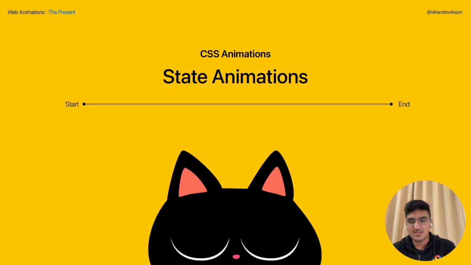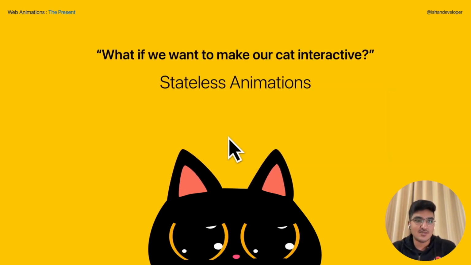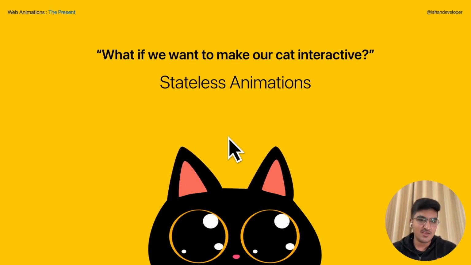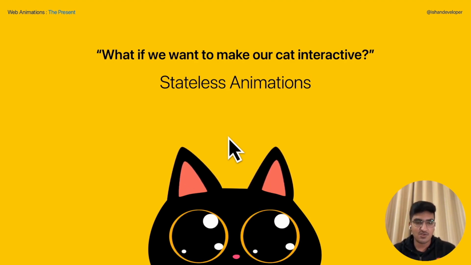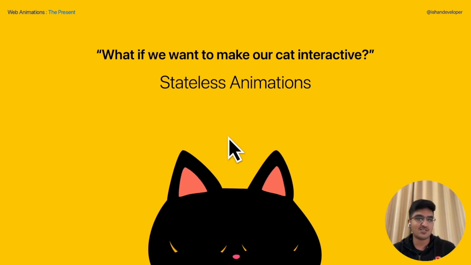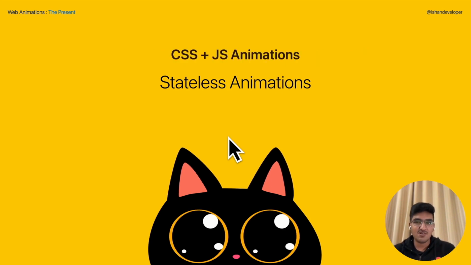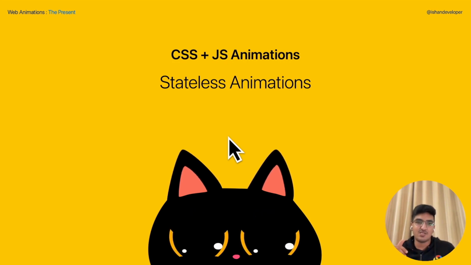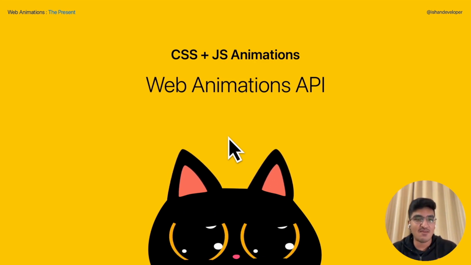However, what if we want to make our cat interactive? I'll click on the cat and then only it will blink its eyes. Or in other words, what if we want to create stateless animations? Can you think of something? Write it in the chat. Now, I'll give you a hint. Since the name suggests event, the first intuition that comes to your mind is event listeners, JavaScript. But the animation that we wrote was in CSS, right? So can we somehow do a combination of CSS and JS animations? Maybe write CSS animations, but invoke them using JavaScript? Is it even possible? Exactly, that is exactly what the Web Animations API is all about.